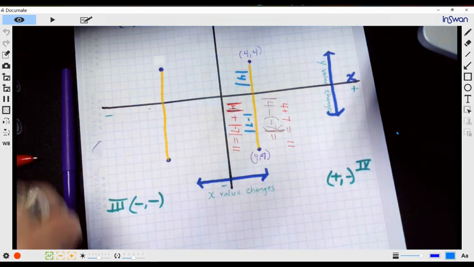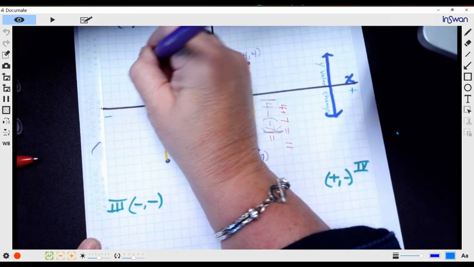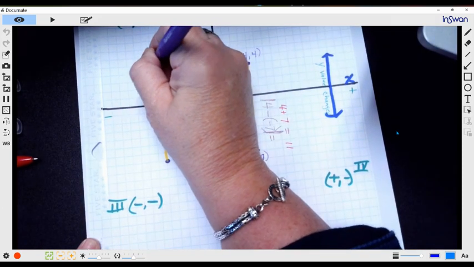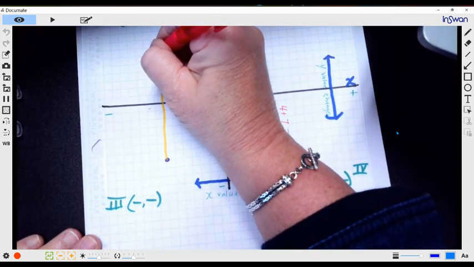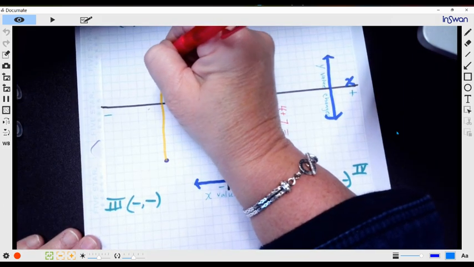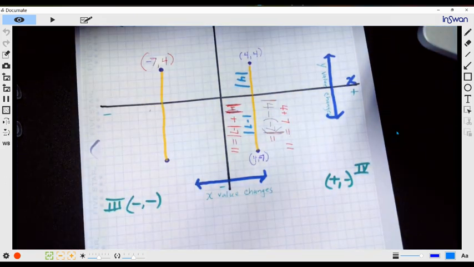And when we look at this, this is going to be negative x, so negative 7, and positive 4 for my y value. So the location of that point is negative 7, 4.